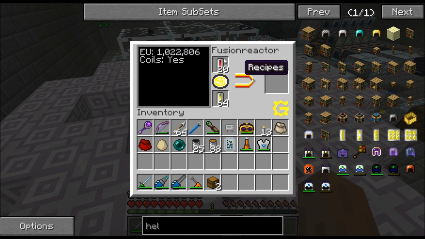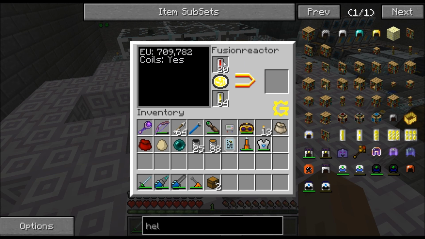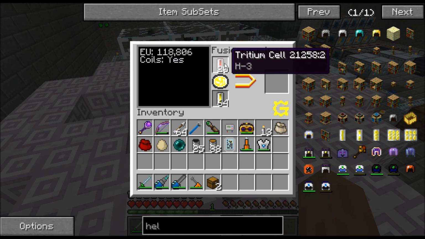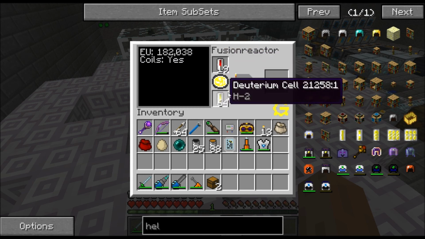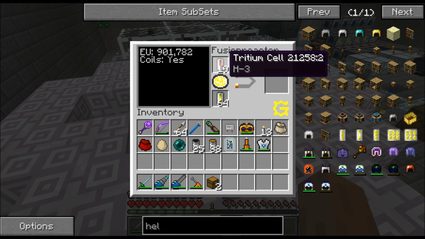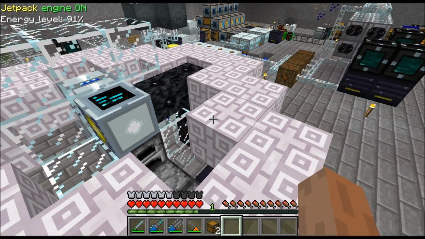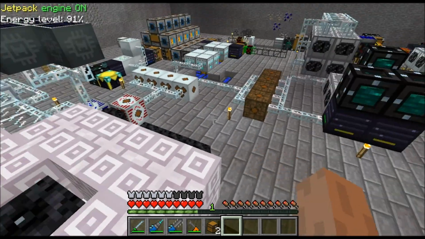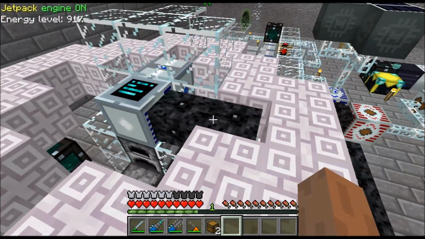So even if I don't have anything in here, if it uses up the last cell right here, it will continue the reaction on that last cell with an empty slot here. So the fusion reactor will never stop, even if this is empty for that last cycle. And so that is the fuel. That's the fuel system and the fusion reactor input system.